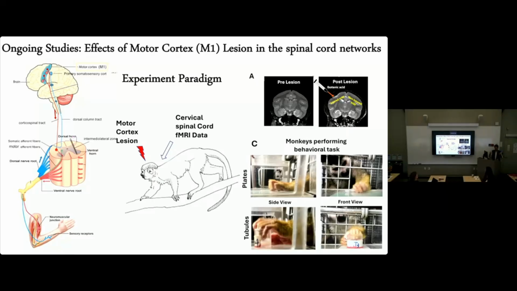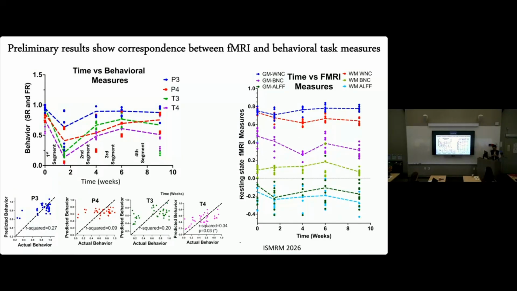So we looked into 9 weeks of the study till now, and we have continuously acquired behavioral data along this period and compared them with the fMRI metrics from the spinal cord. And what I'm going to show you is a very interesting result. What we see is that the behavioral measures drop down just after the injury, but they also regain back over time. And the different levels, P3, P4, just refer to the different behavioral task models.